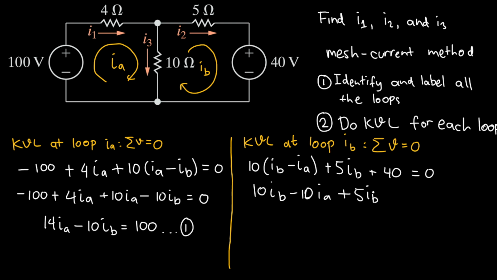Okay. And then let's move it to the right hand side. So I will have minus 40 here. Good. And here I will have minus 10 IA plus 25. No, not 25. Minus 10 IA plus 15 IB. And that will equal to minus 40.